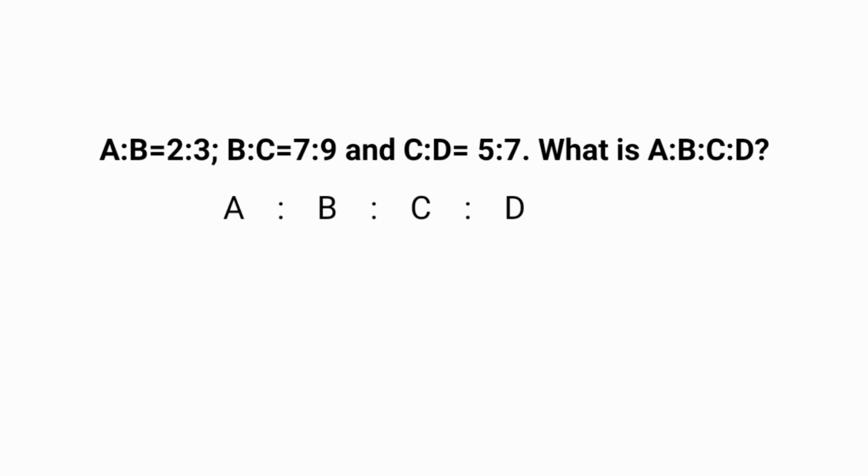Second step is write below A is to B the corresponding ratio, that is 2 is to 3. In the next row, write the ratio B is to C, that is 7 is to 9. And in the next line, write the corresponding ratio C is to D, that is 5 is to 7. In the next step, fill the blank spaces. For that, consider the first row. The corresponding values of C and D are missing. To get the corresponding values of C and D, write the value which is nearer to it in the same row. So, the value which is nearer to it is 3. So, write below C and D 3.